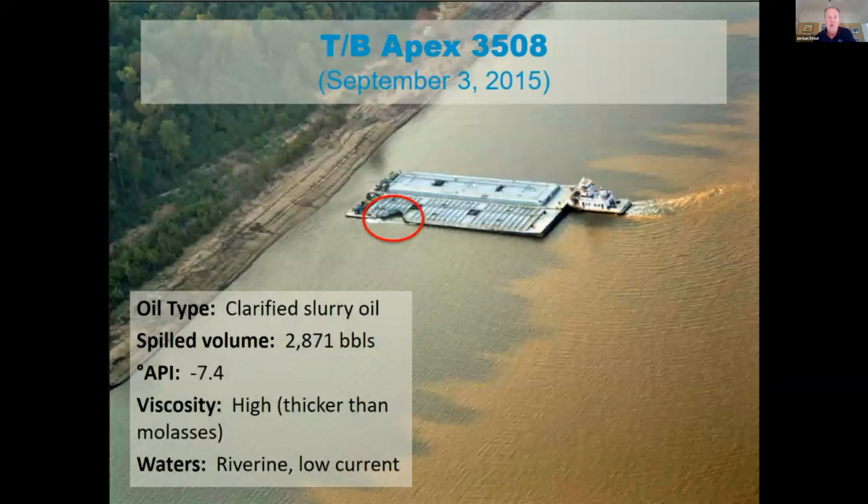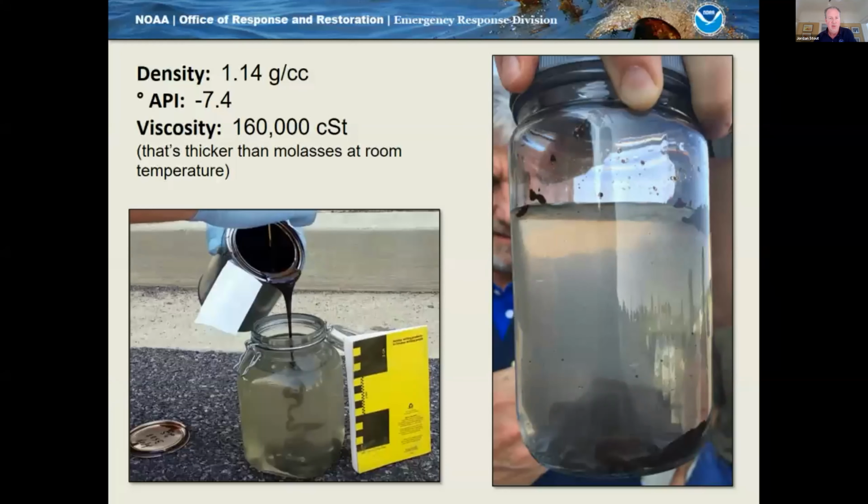Here's an example of a heavy sinking oil with no turbulence. This is the APX 3508, which involved another slurry oil with an API gravity of -7.4, which is hard for me to wrap my brain around, frankly. But it was a much higher viscosity oil. It was spilled into a river environment, and it was a low current system, right? So if you try to visualize how that oil might spill from the impact portion of the barge there in the picture, you can envision just how it actually played out.